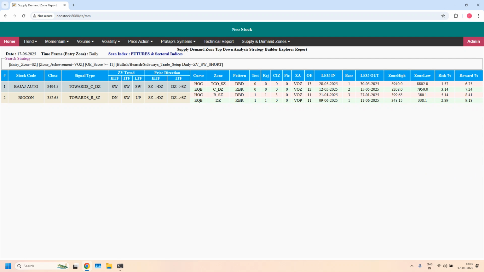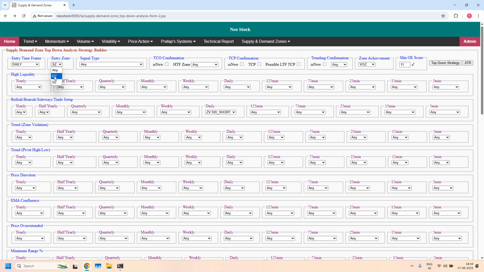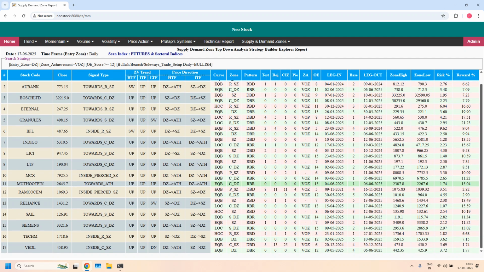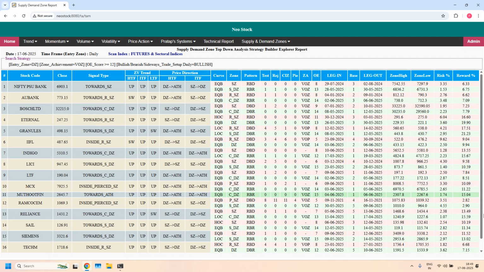Okay, next, bullish trade setup for monthly income trade. The entry zones are daily demand zones. Here it is bullish, and the minimum odd enhancer score should be 12. Now we got 17 stocks. Bullish trade setup for monthly income trade. Entry time frame zones are daily demand zones. All these are daily demand zones. So in total we got 17 stocks.